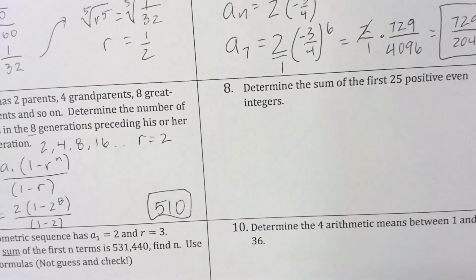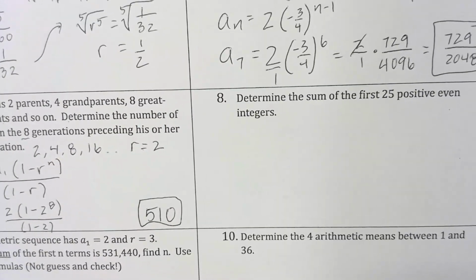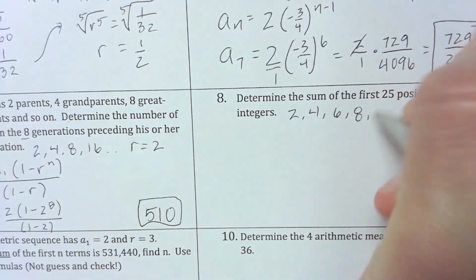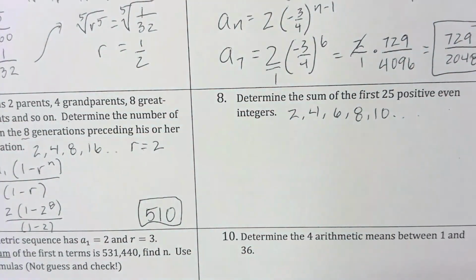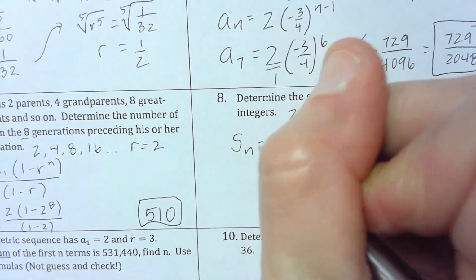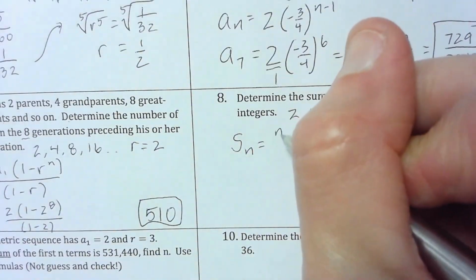Okay, determine the sum of the first 25 positive even integers. So here's my sequence. And let's see, 2, 4, 6, 8, 10. So this is an arithmetic sequence, and d is 2 because you're adding 2 each time. You want the sum, so go grab your sum formula. This is arithmetic, so you're going to grab this formula.